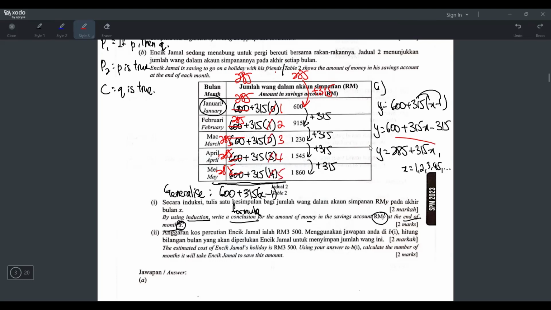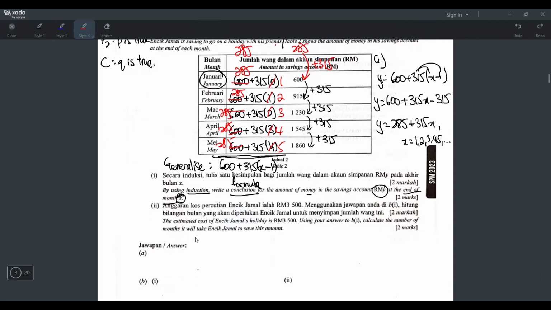That is why the conclusion is 285 plus 315x, where the x is 1, 2, 3, 4, 5 like this, right? Where 1 is the end of the first month, the end of January. And then 2 is the end of February, the end of the second month, and so on. Okay, so that's my question 1 answer. Now I will continue with number 2.